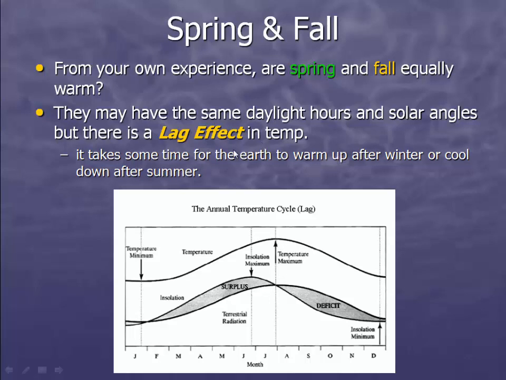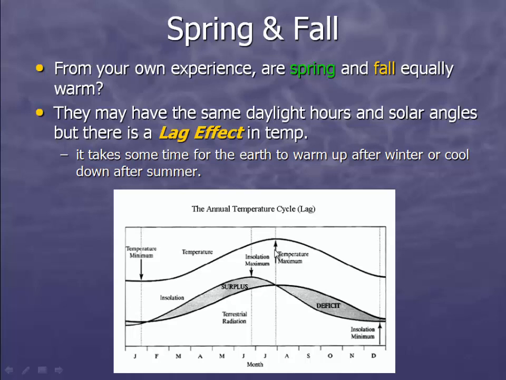Second bullet point, even though we experience the most amount of incoming solar radiation on June 21st, our temperatures do not peak until about a month and a half later, because we're still putting money into the bank. The Earth is still having a net surplus in terrestrial energy. Okay? So, in a nutshell, it takes some time for the Earth to warm up and cool down, and that is shown in this idea of the lag effect.